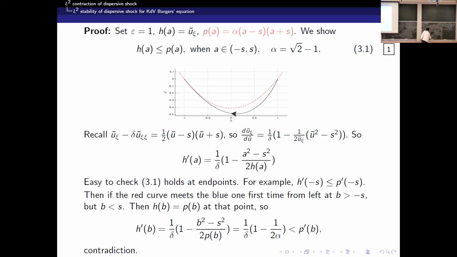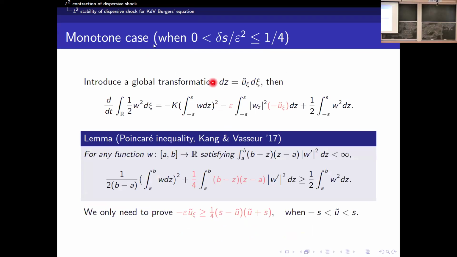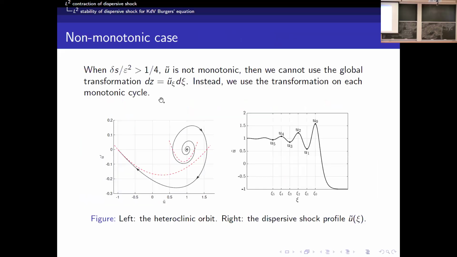And this is U tilde equal to s. Okay, U tilde equal to negative s and s. So this tells you for the monotone case, you can apply this Poincare inequality to show this time derivative of w squared is negative. The hard part is the non-monotone case, of course, because the monotone case has already been done before.